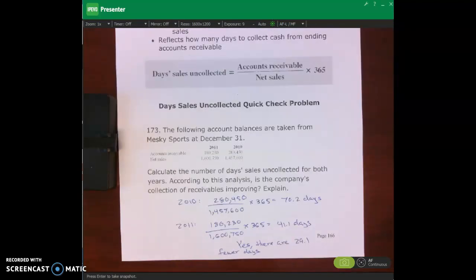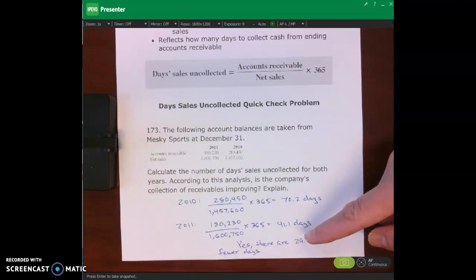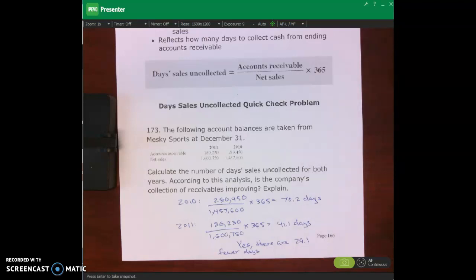Okay, hello and welcome back. So you can see in 2010, we have our 70.2 days, and 2011, 41.1 days. And so yes, their collection efforts are improving by quite a bit. There are 29.1 fewer days to collect on their accounts receivable. And that's a good thing, right? You want to collect on your accounts receivable as soon as possible because, again, you can't pay your employees in accounts receivable. You have to pay them in cash. So you need to collect on those accounts receivable as soon as possible, okay? So yes, they are improving because the number of days is going down.